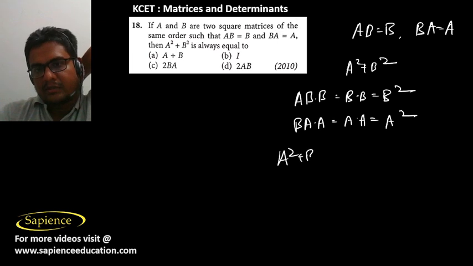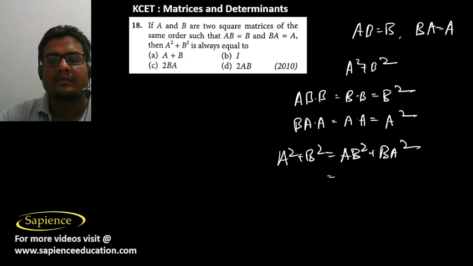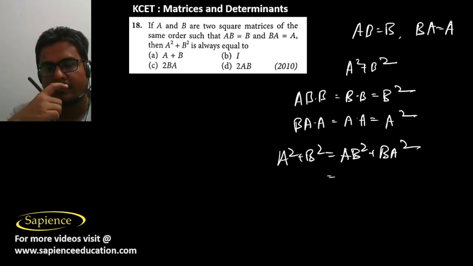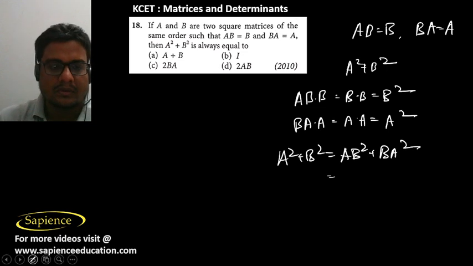So it means that A square plus B square is equal to AB square plus BA square. Means I can say that is equal to, okay, sorry.